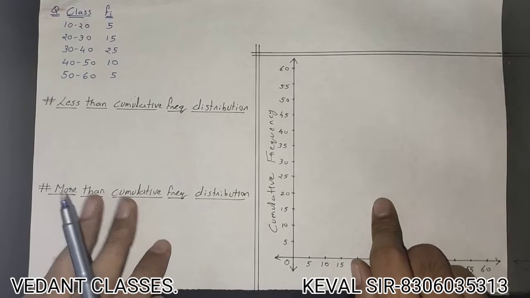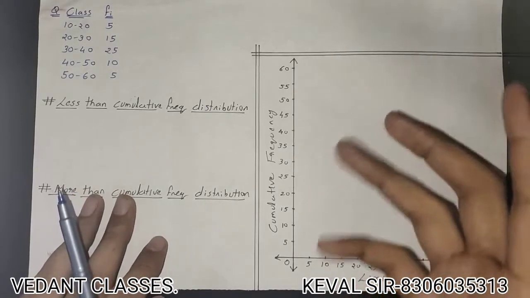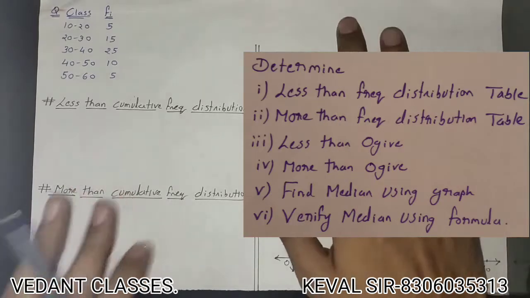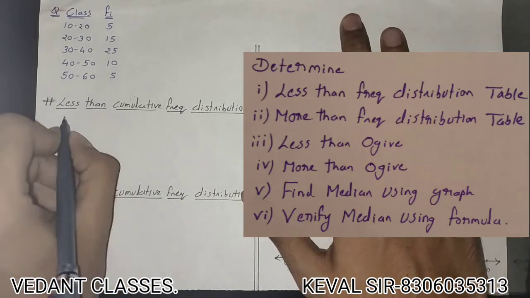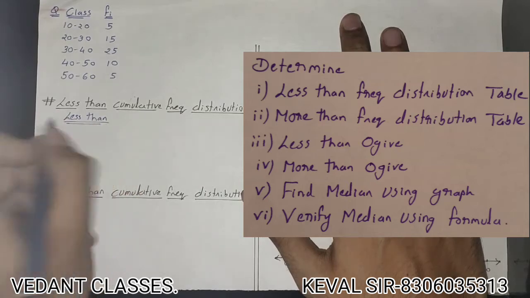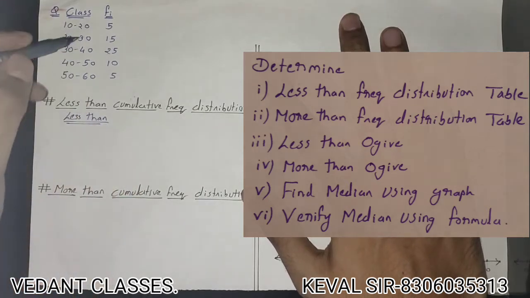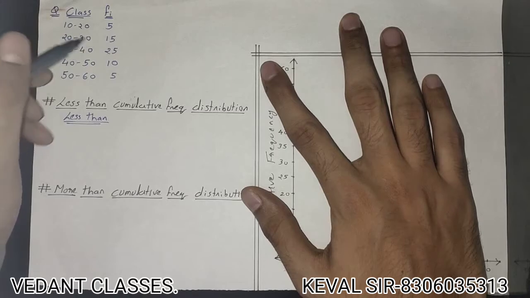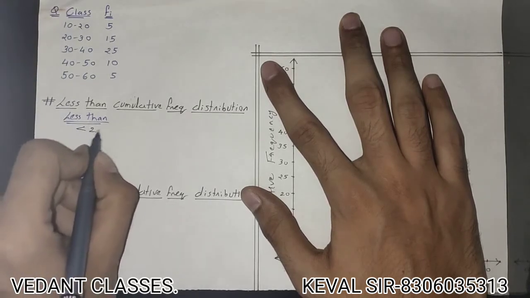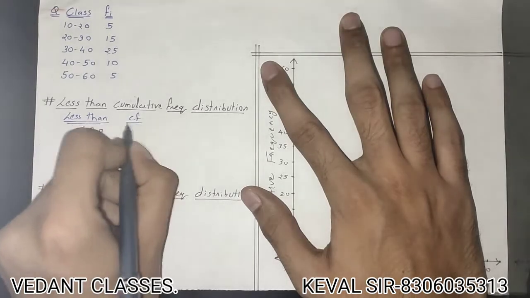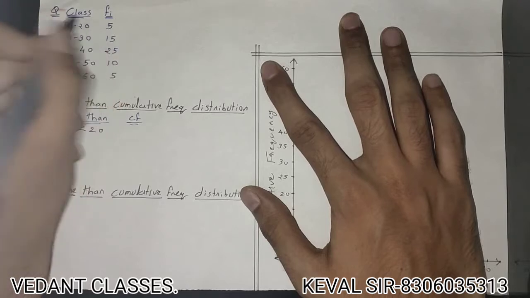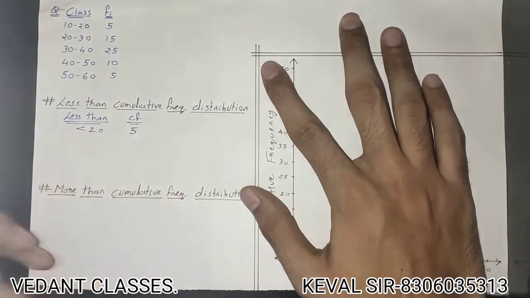Okay, and at last we'll verify the value of median using the formula that we are having. So let's start solving this one. Let's make a distribution for the less than type. In the less than type, you need to consider the upper limit. So the values that are less than 20 will be 5, because in 10 to 20 the frequency is 5, so the answer will be 5 over here.